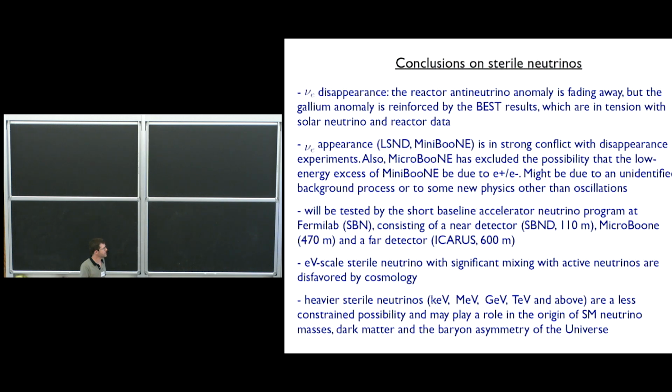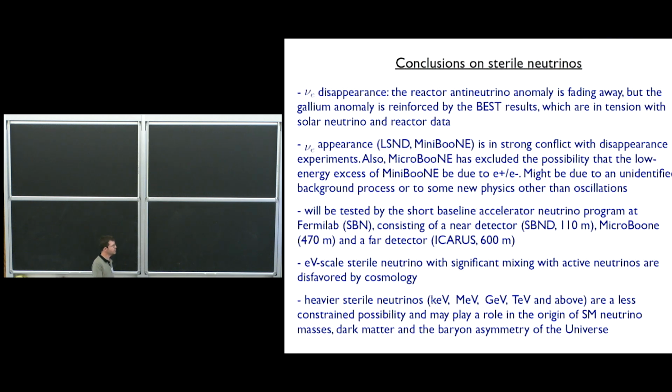So basically the conclusion is that, first of all, I should mention that there is a short baseline accelerator neutrino program at Fermilab called SBN, which will again test those anomalies. It consists of 3 detectors: a near detector, MicroBooNE that Gabriela mentioned yesterday, and a far detector, which is Icarus. So eV scale sterile neutrinos do not seem to be around, but sterile neutrinos might still be present.